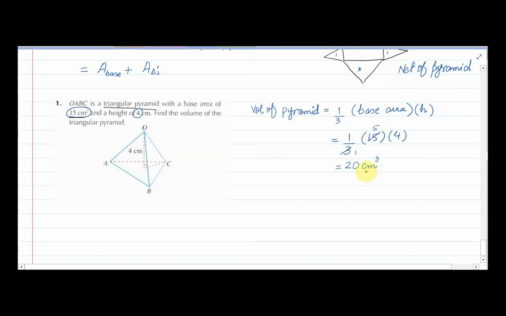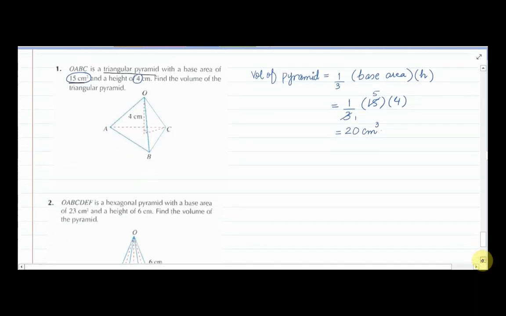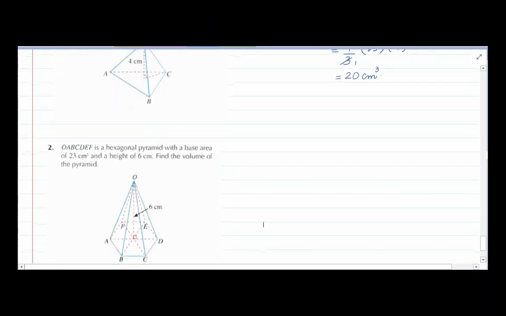So that is an easy question. The examiner just wants to get you through the working formula. So you should know how to substitute the values, solve the question and find the answer, right? Moving on to the next question, which says OABCDEF is a hexagonal pyramid with a base area of 23 and height is 6.